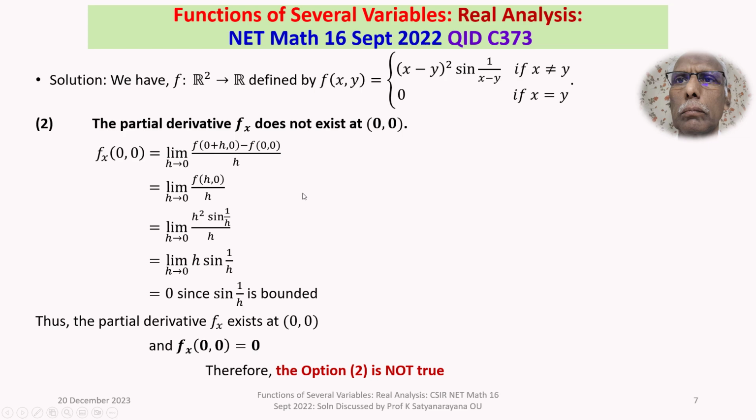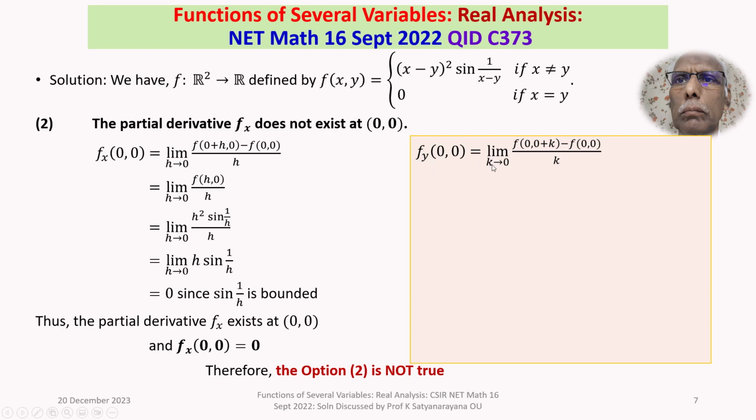Now in option 4 we have to discuss the differentiability of the function f at (0, 0), wherein we also require the other partial derivative, that is f suffix y at (0, 0). So we now compute the partial derivative of f with respect to y at (0, 0).